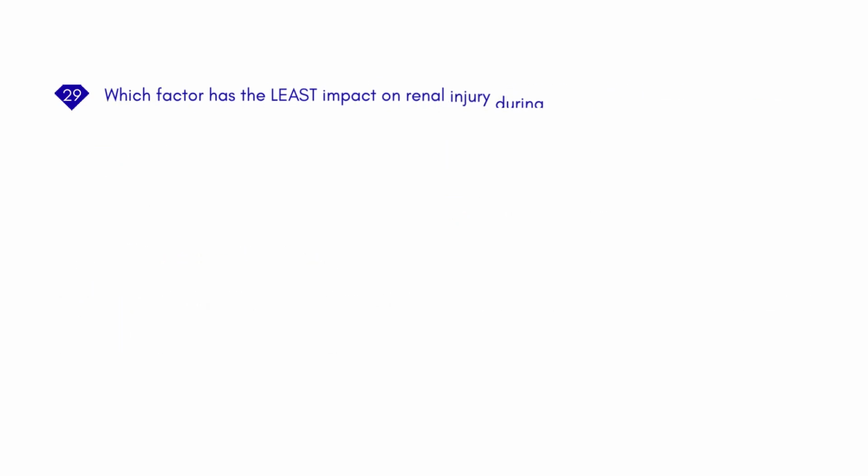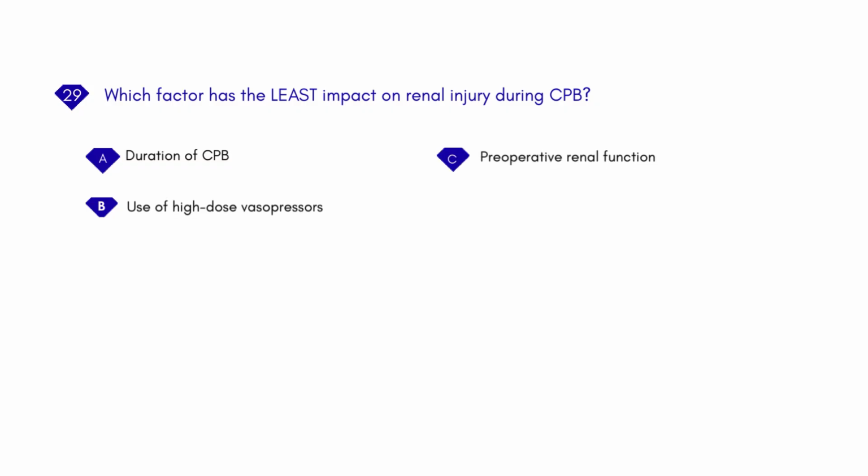Which factor has the least impact on renal injury during CPB? A. Duration of CPB. B. Use of high-dose vasopressors. C. Preoperative renal function. D. Maintenance of adequate systemic perfusion pressure.